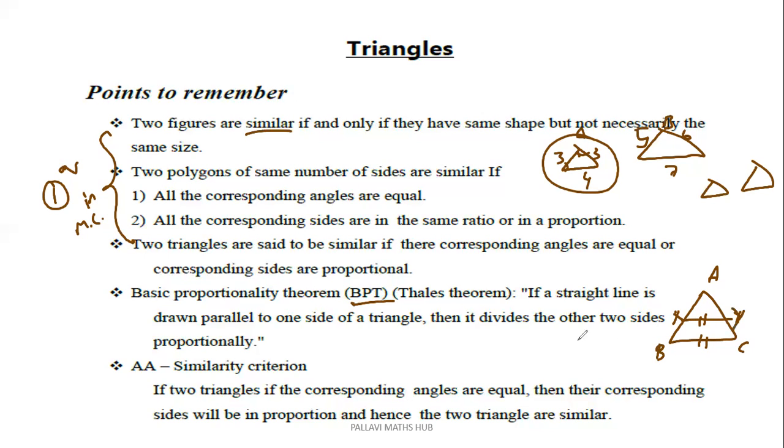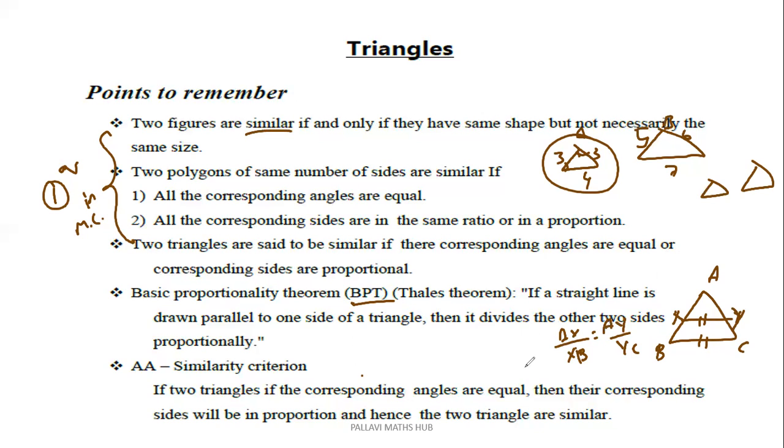So AX by XB is equal to AY by YC. But you don't write all this. You don't need to draw the figures. Just you need to write down the statement. Proof they will ask for 4 marks. Next, AA criteria, means angle-angle criteria. This is not much important.